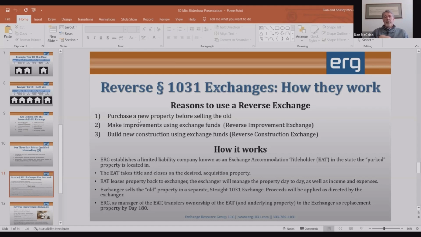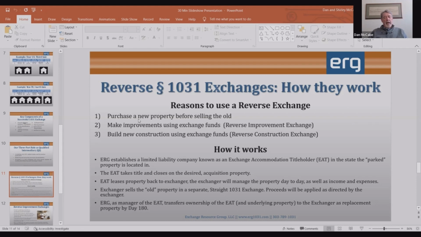Most of the reverse exchanges that we do, and we've done them on everything from ranches to the one you'll all recognize probably, I did the IBM World Headquarters in New York City as a reverse exchange. But most of them are for the purpose of purchasing a new property before the old property is sold.